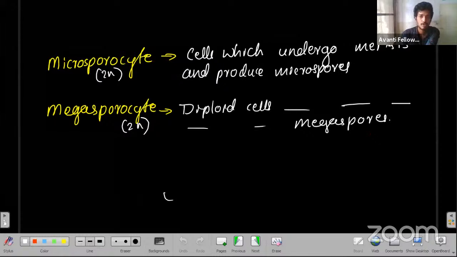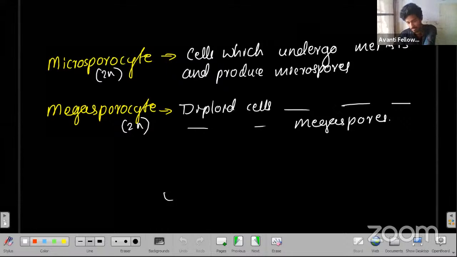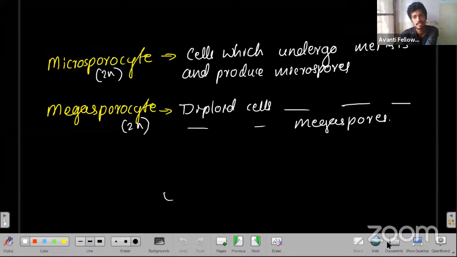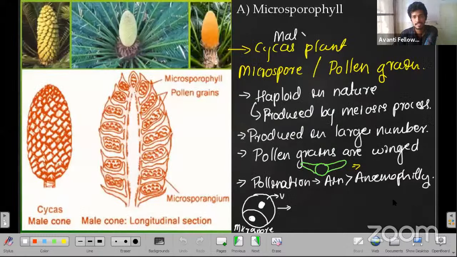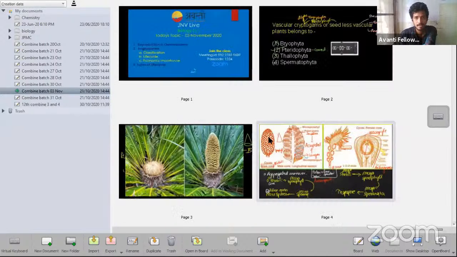What is anemophily? Anemophily means transfer of pollen grains through air. Anemo means air and phily means transfer. Microsporocyte means cells which undergo division and produce the microspores. Mega means the same thing, which produce the megaspores. Later we discussed, once again, I will do it like this. This one is better in explaining these things, right? Later we discussed the female system and the male system separately.